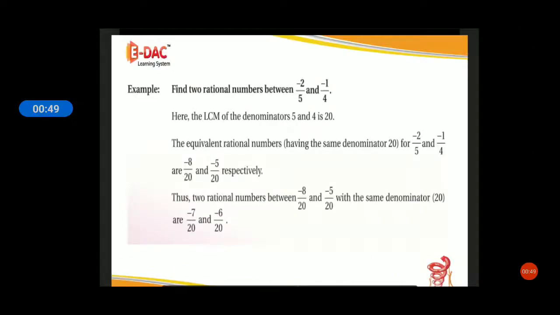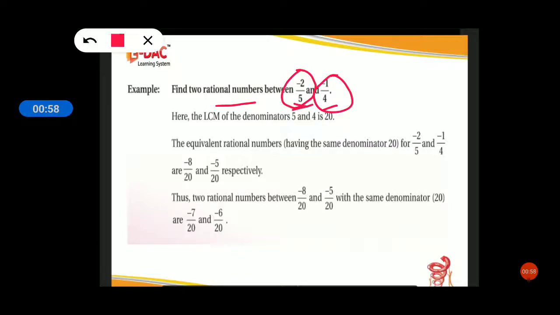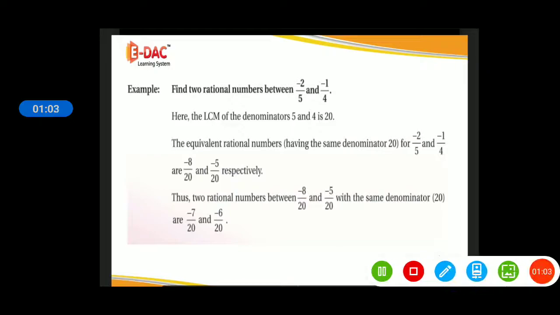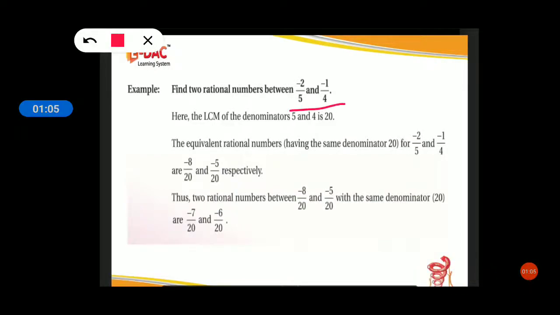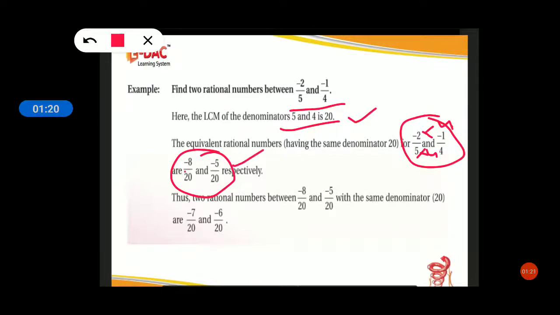We will just see the example. See here, find two rational numbers between -2/5 and -1/4. Yes, it is a rational number because it is in the lowest form and the denominator is positive. Okay, first check whether it is a rational number. Now you see, for 5 and 4 take LCM. If you take LCM, that is nothing but 20. Now bring it to the common denominator. That's 5 into 4, and 4 into 2 is -8. The same way here also.